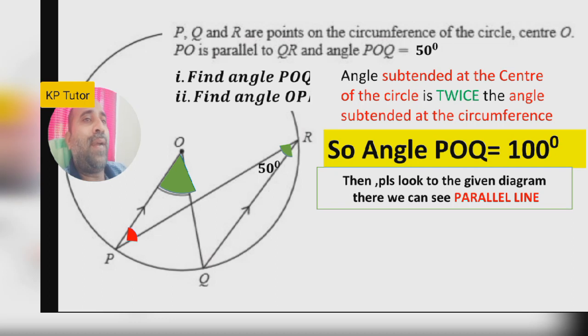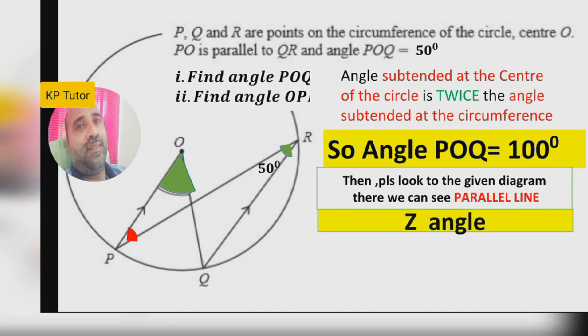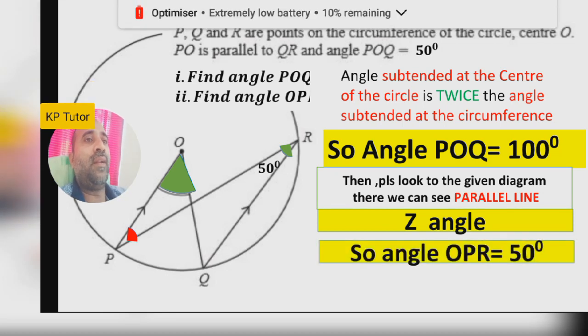There is one parallel line, right? OP and QR, or PO and QR are parallel lines. In the parallel line cases, we learned many types of angles. Can you connect this green and red color? Which type of angle? Have you any idea? Yeah, that is a Z angle. So we learned before Z angles are equal. So what answer will come? OPR is 90 degrees.